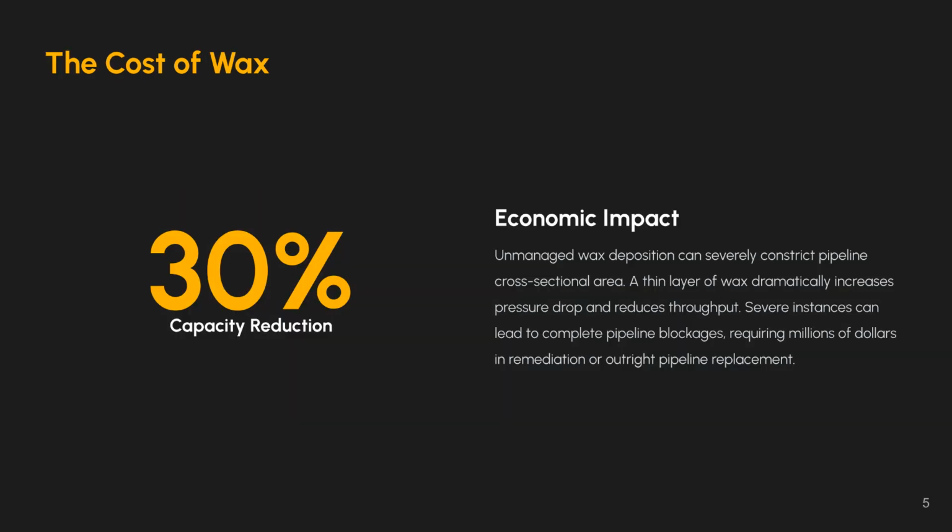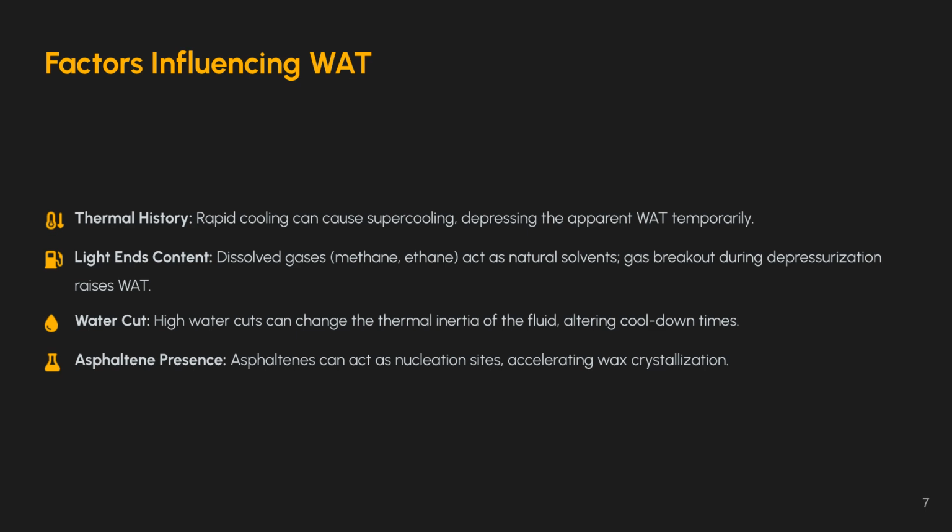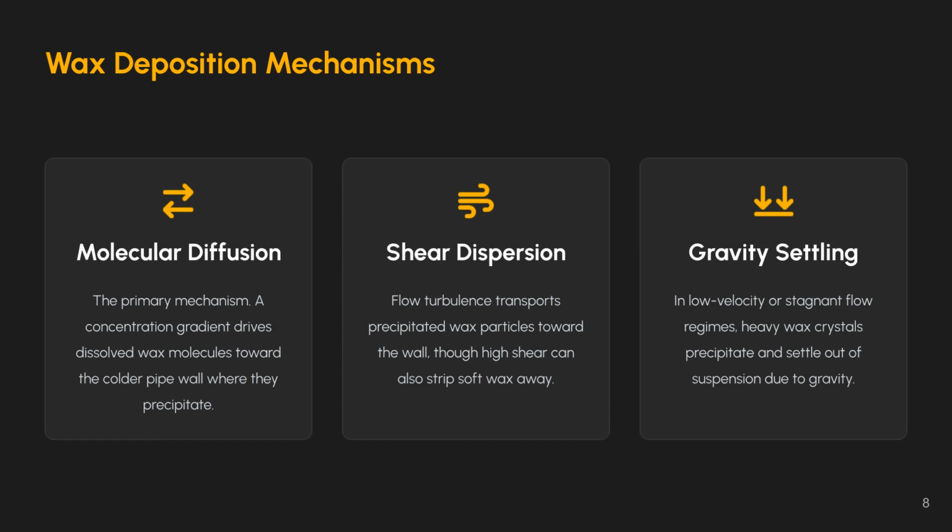Unmanaged wax deposition can be costly, reducing pipeline capacity by up to 30% and potentially leading to severe blockages requiring expensive remediation. Paraffin crystallization is driven by temperature gradients, composition, and pressure effects, as shown in these solubility curves. Several factors influence the WAT, including the fluid's thermal history, light ends content, water cut, and the presence of asphaltenes, which can accelerate crystallization.